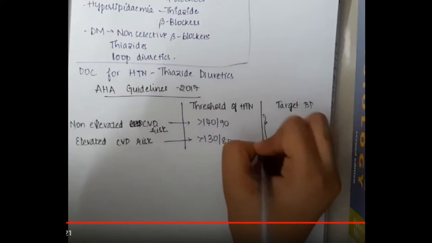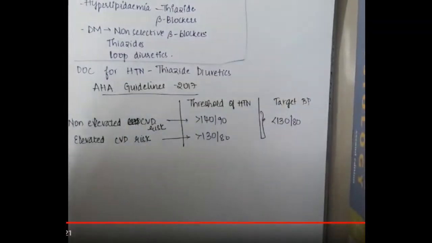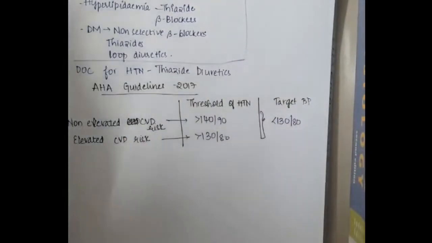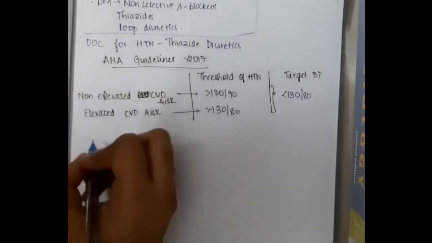See, in a patient with non-elevated cardiovascular disease risk, we call the patient hypertensive if he has a BP of more than 140/90. And in patients with elevated cardiovascular disease risk, if the patient has more than 130/80, that is the threshold of hypertension, then we call the patient hypertensive. Then both these patients should maintain a target blood pressure of less than 130/80. So these are the American Heart Association guidelines.